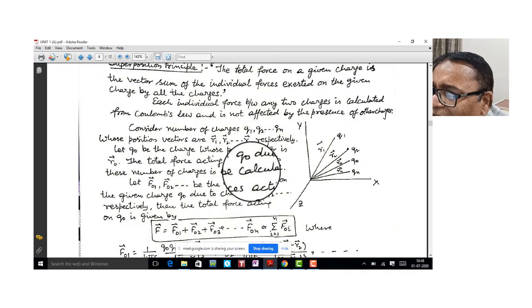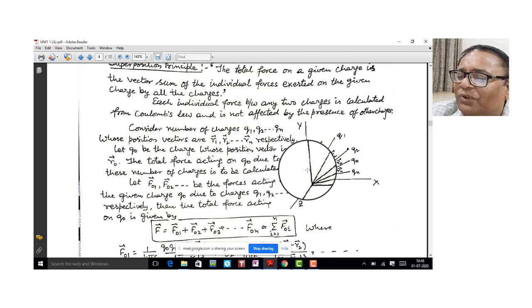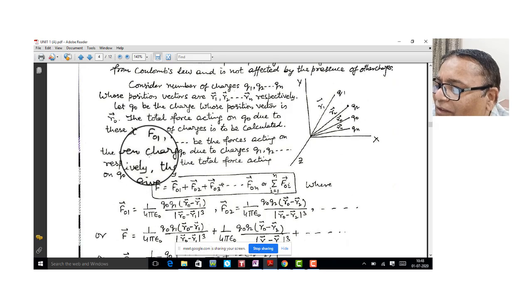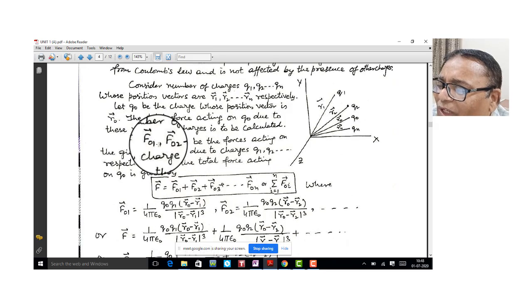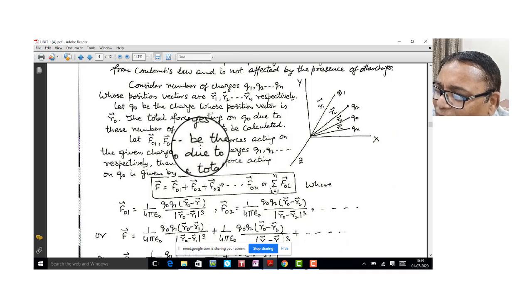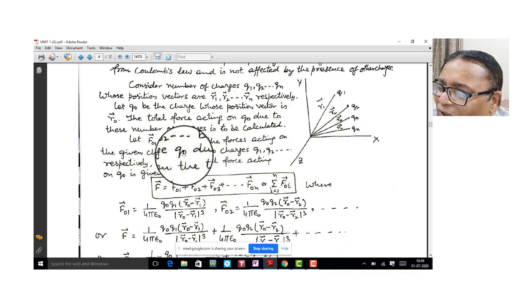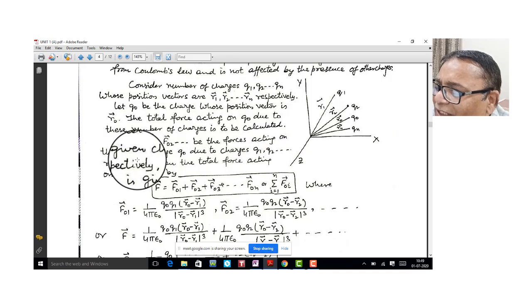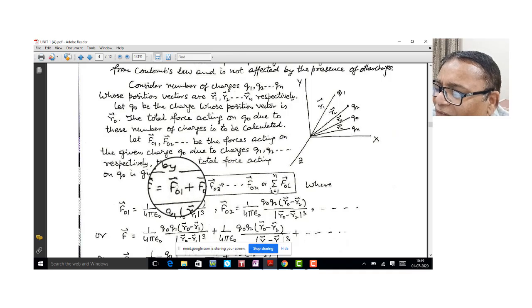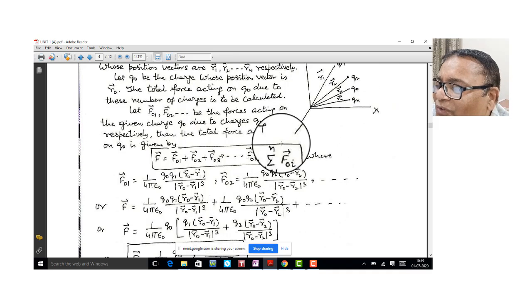The total force acting on q0 due to these charges can be calculated as follows. This is F01, the force on q0 due to charge particle q1, and F02, the force on q0 due to charge particle q2. These are the forces acting on the given charge q0 due to the charges q1, q2 respectively. Then the net force is the vector sum of all the forces. Then we calculate the individual forces.